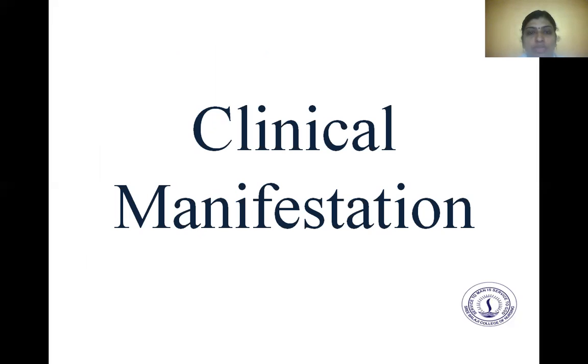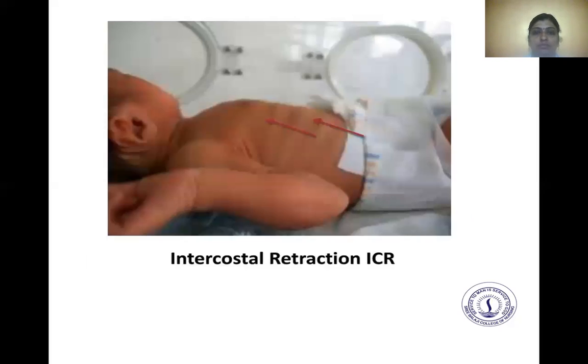Next, we'll see about the clinical manifestations of respiratory distress syndrome. First one is tachypnea. The child will have an increased respiratory rate, usually going above 60 breaths per minute. Next, the child will have intercostal retraction. During retraction, the skin is pulled in between the ribs. You can see the intercostal retraction in preterm babies.